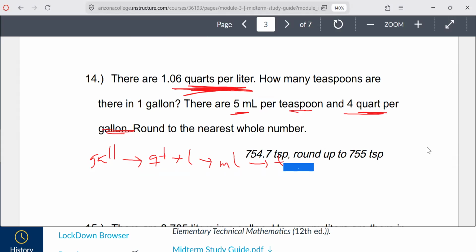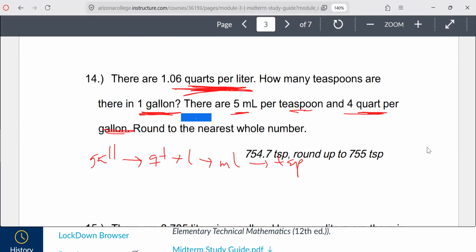So I've created my roadmap. It's just like going to the conversion chart and then looking at the conversions you have to solve this problem. But in the problem, it gives all of these to you. So you should know that, okay, I'm looking at going from 1 gallon to teaspoons. To do that, I have 4 quarts per gallon, and then I have quarts to liters because 1.06 quarts is 1 liter. So I use that. And then I could go from liters to mLs, and then from mL to teaspoons.